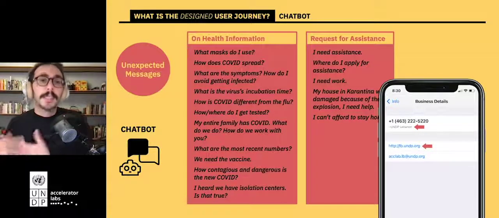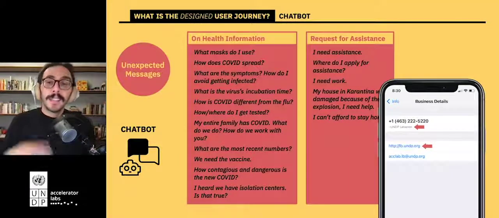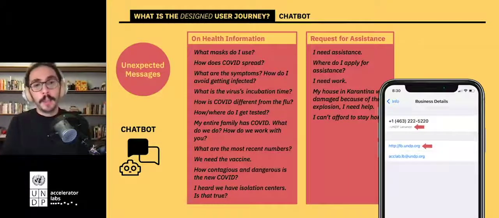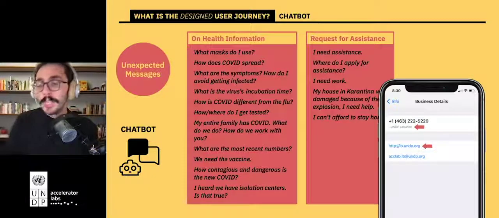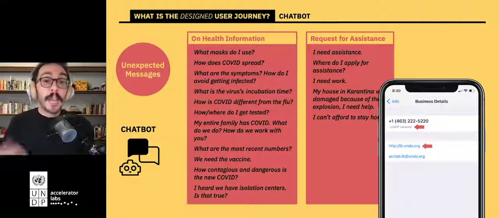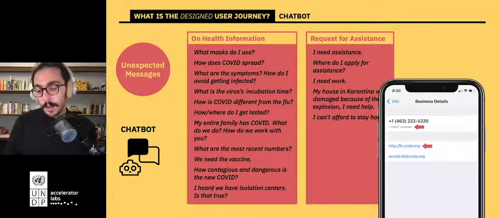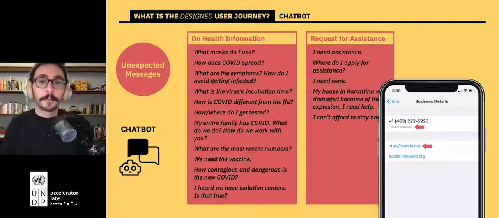So UNDP assistance, cash assistance, and not necessarily UNDP, but the UN in general. So in Lebanon, for those of you who are not familiar, UNHCR and UNICEF have cash assistance programs for refugees in the country.